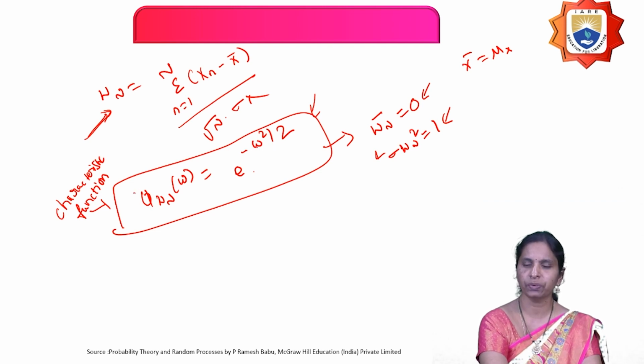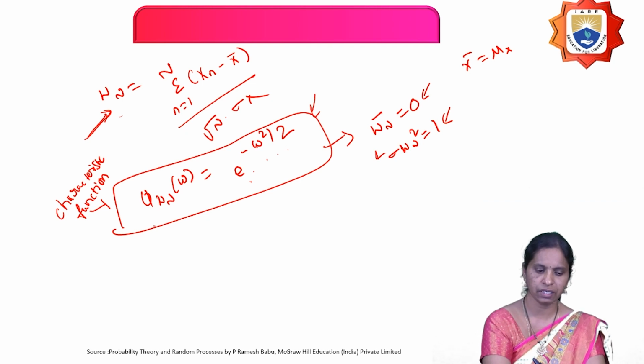If you are able to prove that the characteristic function of this random variable Wn, which is the sum of a large number of random variables with zero mean and unit variance, is e power minus omega squared by 2, then your central limit theorem is proved. So now we take this LHS part.